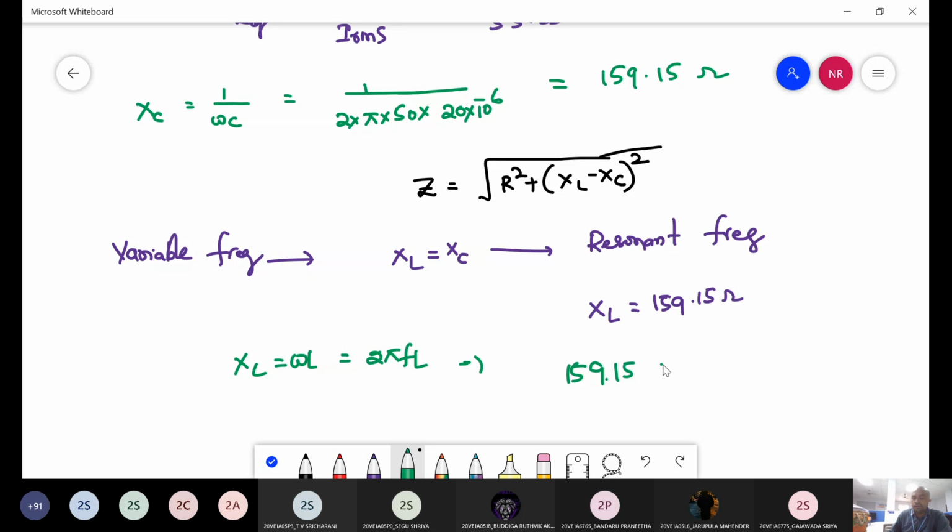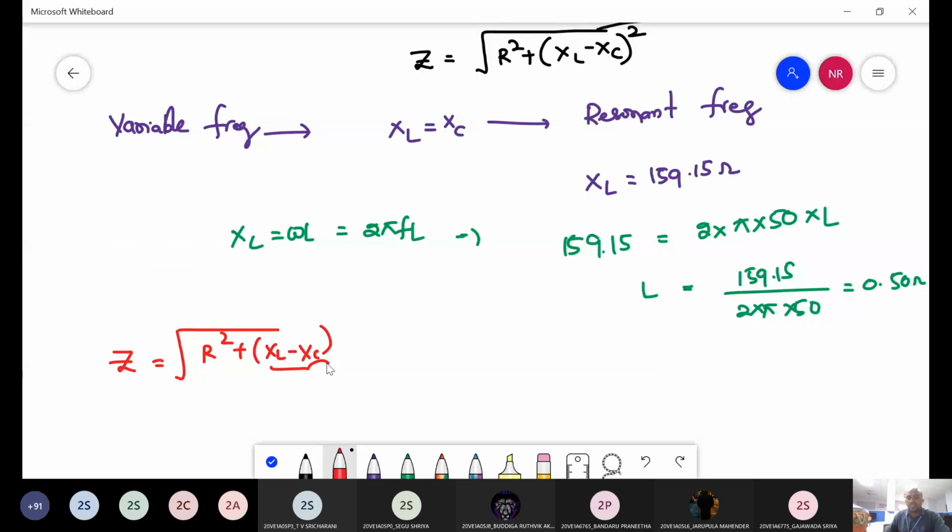Of R square plus XL minus XC. Here this term XL minus XC, if it is equal, then it is 0. Then here Z is equal to R, and it is equal to how much? What is the Z value? This is the meaning of the variable frequency. What is the Z value? How much did we get for the Z value?